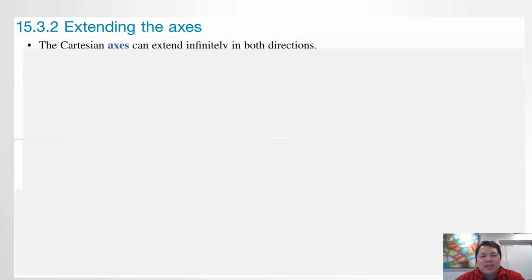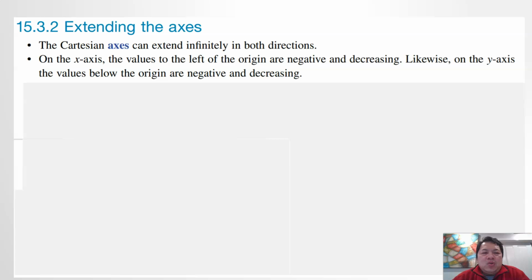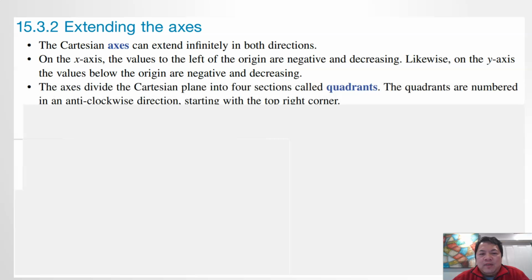Okay, extending the axis, so we are moving on to the second, third, and fourth quadrant. We have done something like this before, isn't it, previously? The Cartesian axis can be extended indefinitely in both directions, because at both extremes, top and bottom, you can go infinite ways. On the x-axis, the values to the left of the origin are negative and decreasing. Likewise, on the y-axis, it's also negative when it's decreasing.